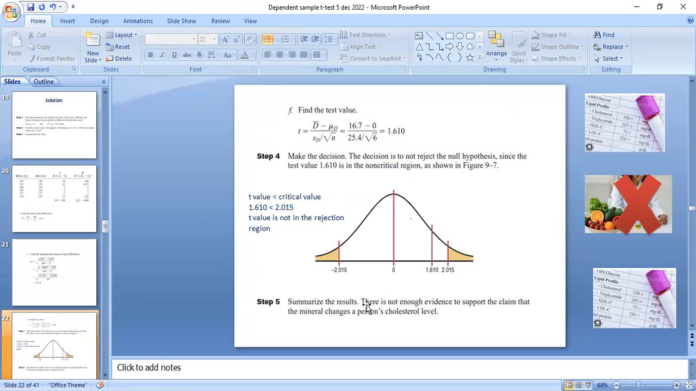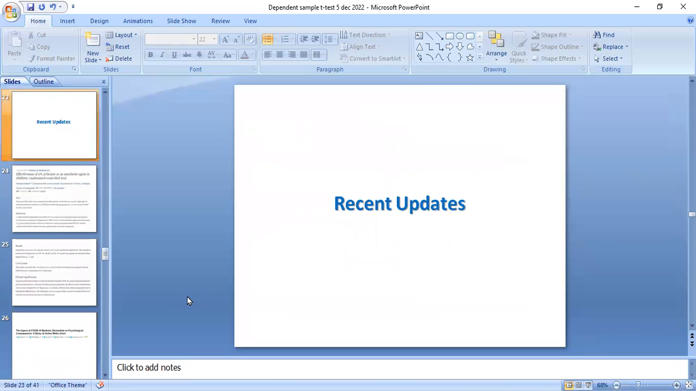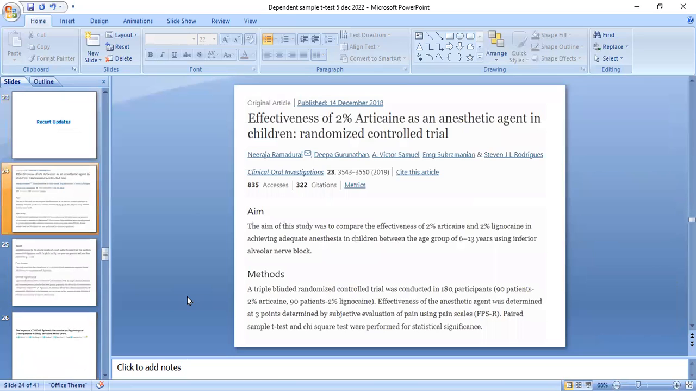In the next step, we will summarize the results. So the result is that there is not enough evidence to support the claim that the mineral changes a person's cholesterol level. Now time for the recent update.